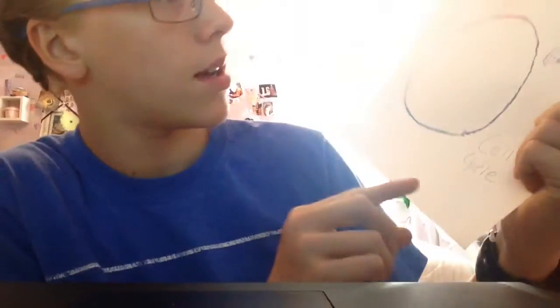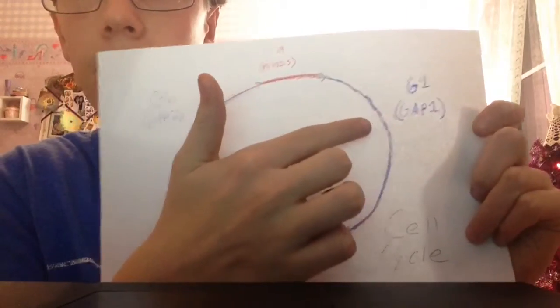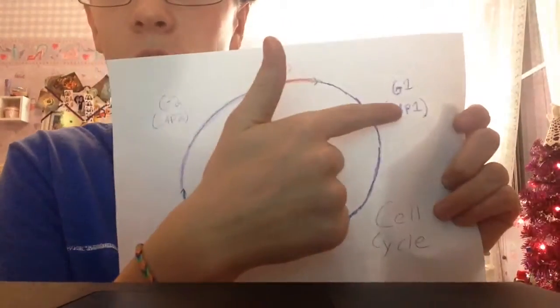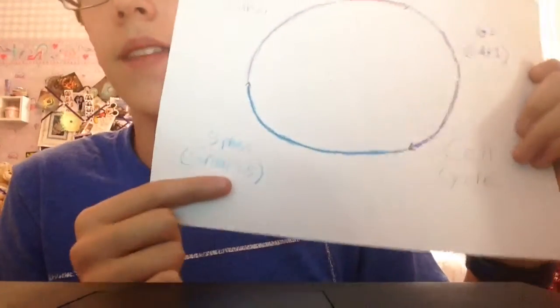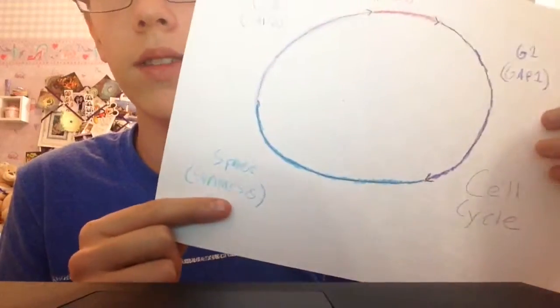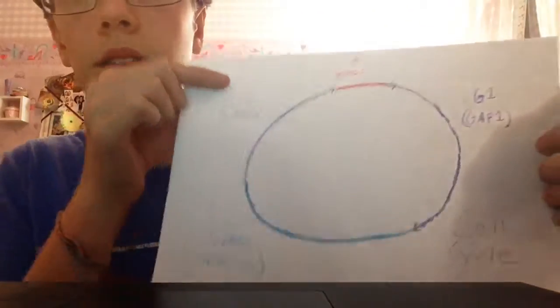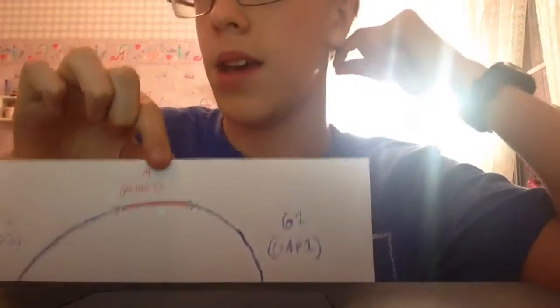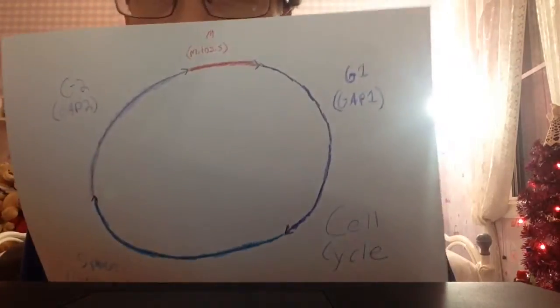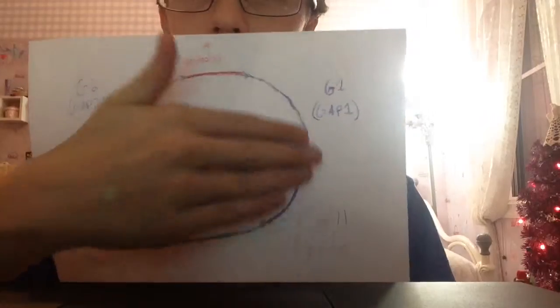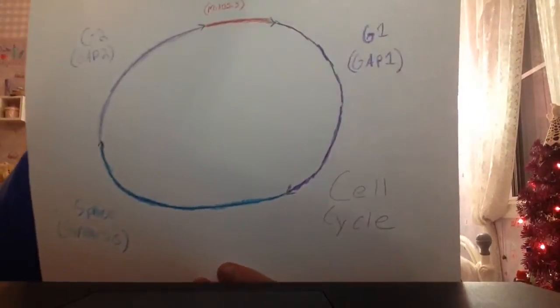So this is G1, and then it goes to S phase, which stands for synthesis, and this is where the DNA replication occurs. And then there's G2, and then there's mitosis, which is where the cell goes through the whole process of dividing, and that consists of prophase, metaphase, anaphase, telophase, and at the very end, cytokinesis. At the end of this whole process, two new daughter cells are formed.